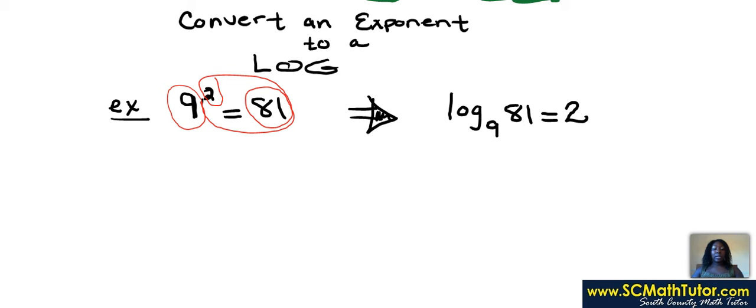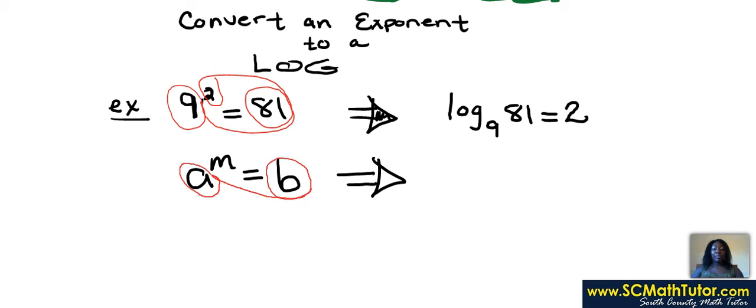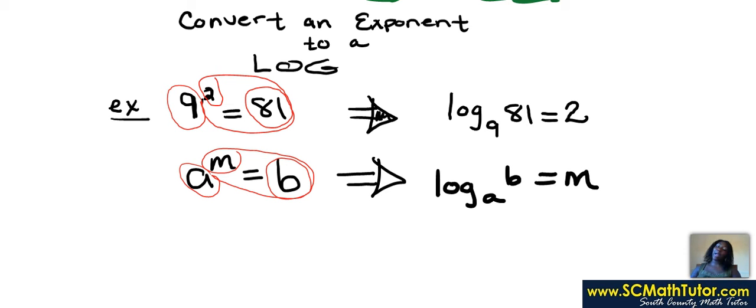Okay, so let's do another one. a to the m equals b. Let's do the circle of life. Your base of this equals that. So based on our circle of life, log base a of b equals m. Okay, so you can switch back and forth. Those two things are saying the same thing. One is using the idea of exponents, and the other one is using the idea of log.